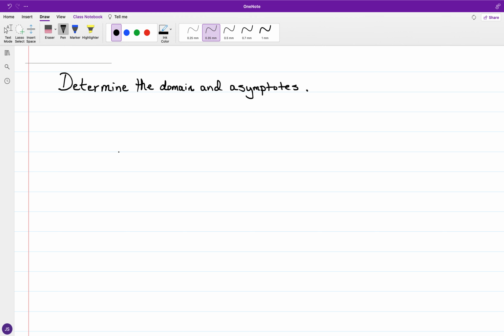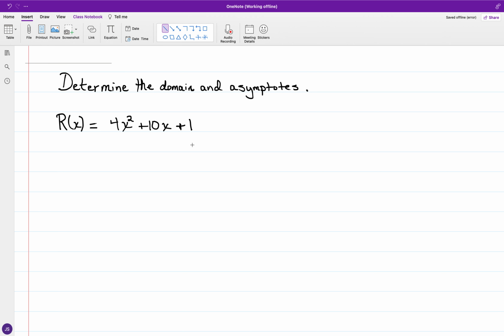But I just want to step back for a moment to looking at determining the domain and asymptotes. Let's say we have a rational function r of x is equal to 4x squared plus 10x plus 1 all over the binomial 2x plus 1.